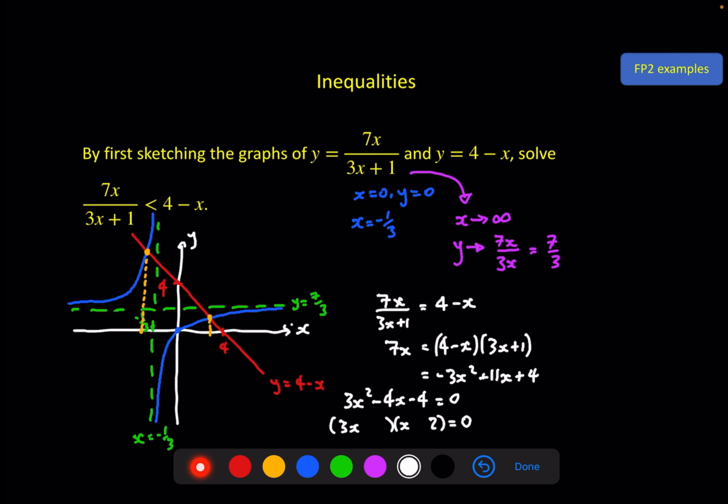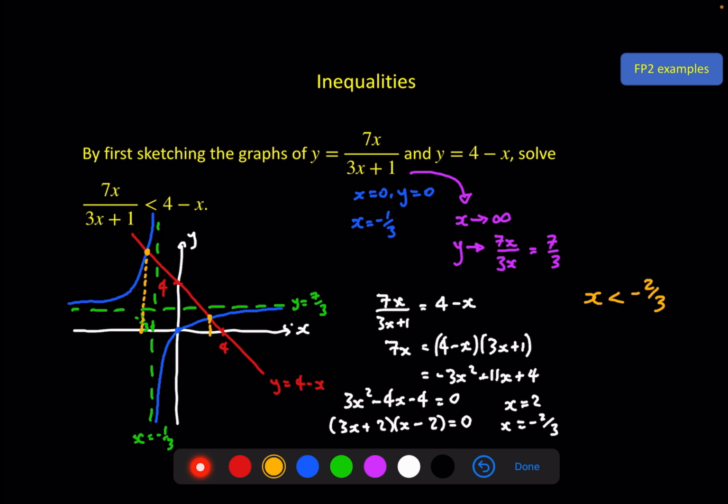We'll get a 2 and a 2, and that'll have to be a minus there and a plus there. So our two answers for the critical values, the points of intersection, we get x is equal to 2 and x is equal to minus 2 over 3. And you can see now from the graph which one of these is which, because the minus must be here. So anything less than minus 2 over 3 is correct for this inequality.